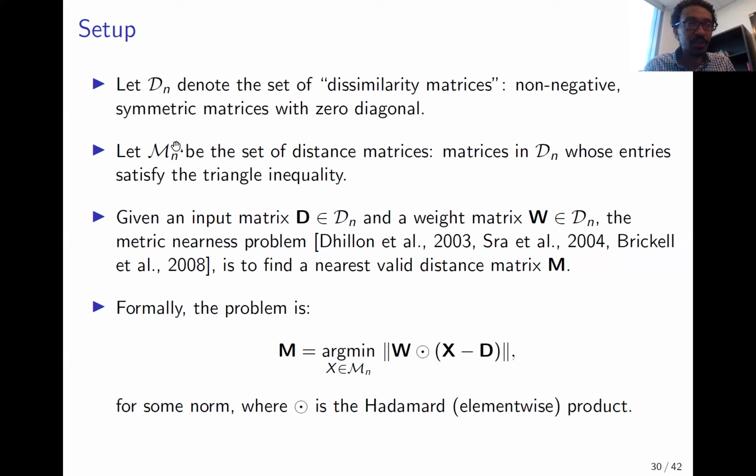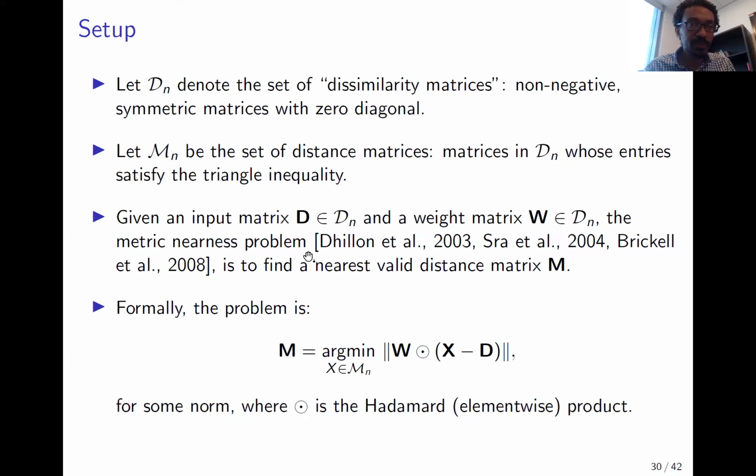And then I'm going to use this curly M_n to denote the set of distance matrices. So these are matrices which satisfy triangle inequality. Okay, so that's the only requirement. So we have matrices that satisfy triangle inequality.